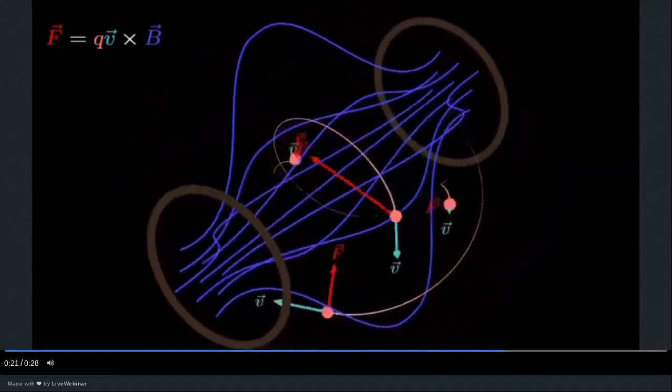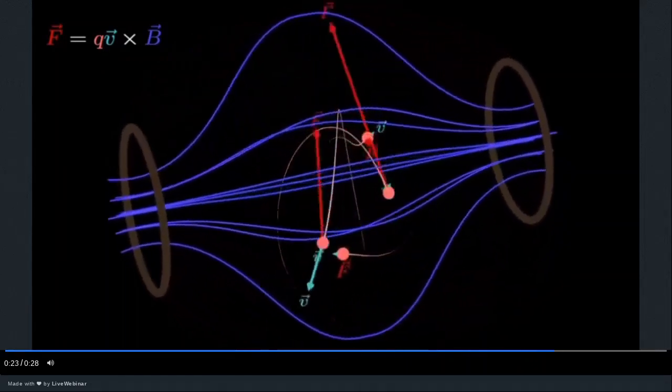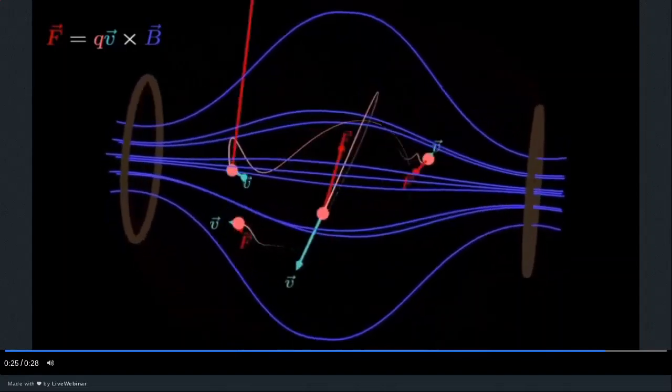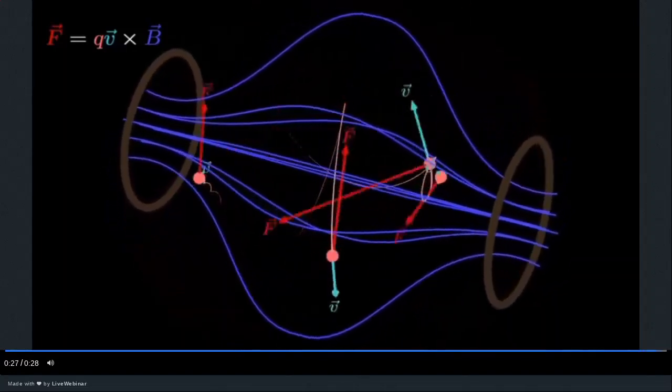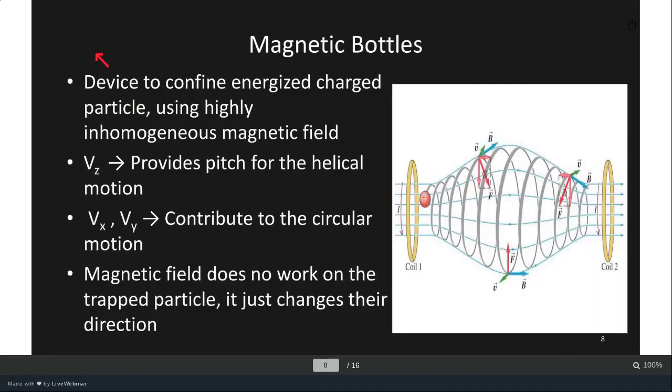It is to be noted that the magnetic field does no work on the trapped particle in the magnetic bottle. It just changes its direction. It is the velocity of the particle itself and the force in the axial direction which causes the oscillation. It is easier to trap electrons than ions because electrons are much lighter, and this technique is used to confine high energy plasma in fusion experiments.